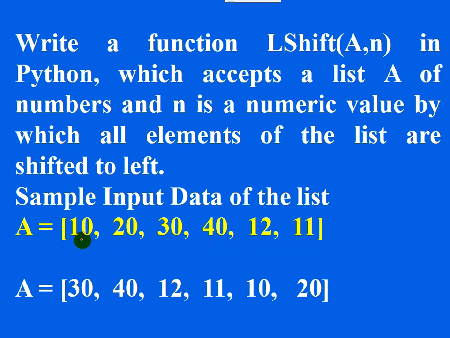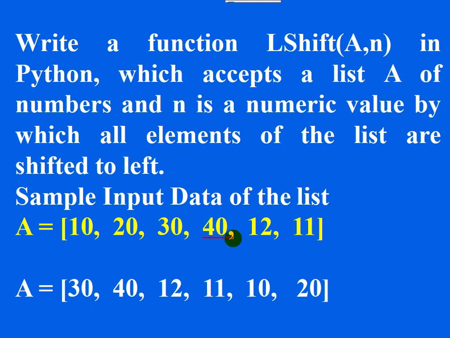So this must be shifted by 2 positions to the left, which means this is position 1, this is position 2. So 10 should come here. Now 20, position 1, after that the second position is this. Okay, so 20 should appear here. Now 30 should be shifted by 2 positions to the left. So this is position 1, this is position 2. So your 30 should appear here.